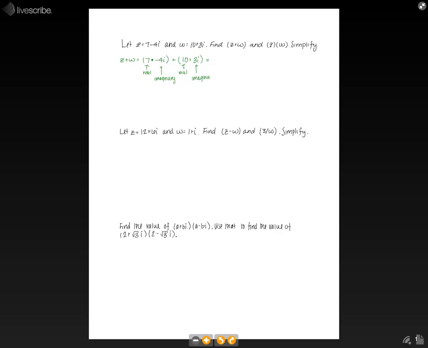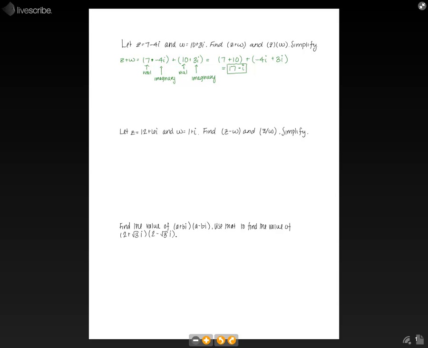So we're going to add the real parts together. So that's going to be 7 plus 10. And then we're going to add the imaginary parts together, which is minus 4i plus 3i. Alright. So when we simplify that, what we should get is 17 minus i. So that's the answer to z plus w.